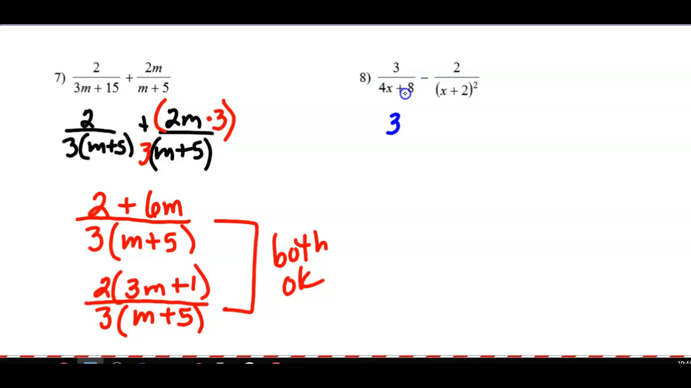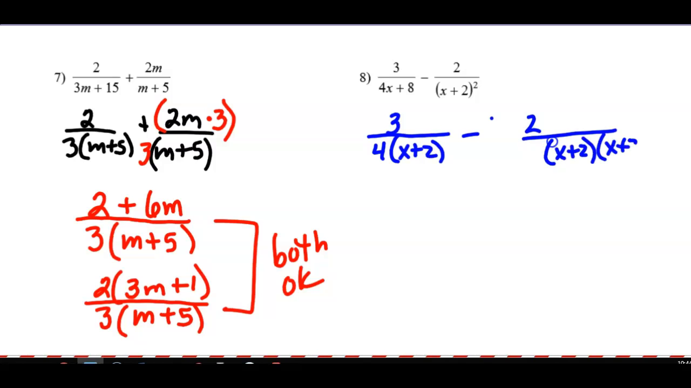This has a 3. I can take a 4 out down here and I'll have an x plus 2. Over here, I have a 2. Move this over a little bit. And then down here, I have an x plus 2 twice. In order for these to have a common denominator, this one needs another x plus 2. And this one needs a 4. And then they both have a 4 and 2 x plus 2's.